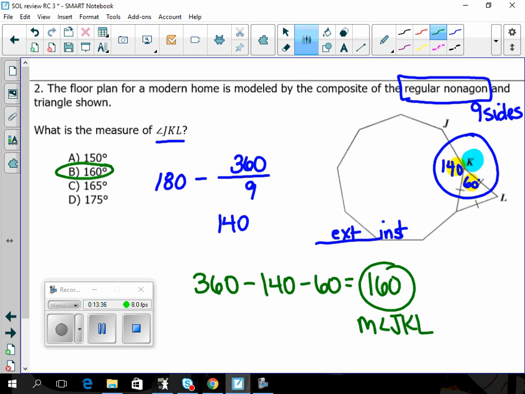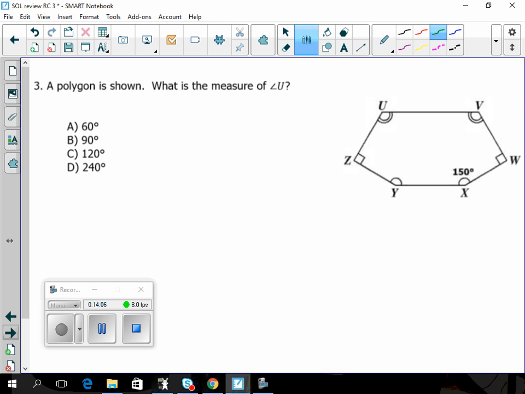So again, without work, it was really hard for me to know who really understood it and who maybe wasn't sure. Okay? And don't forget that this right here helps you find the exterior angle, and this whole thing is 1 exterior, and this whole thing is 1 interior. Okay? They add up to 180. All right, let's go ahead and move on to question 3.